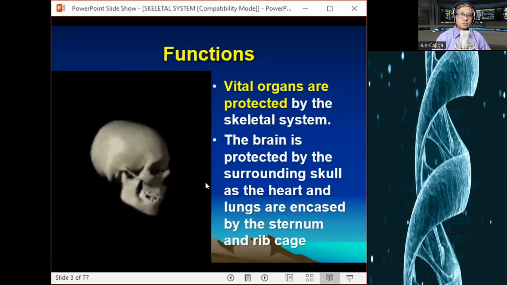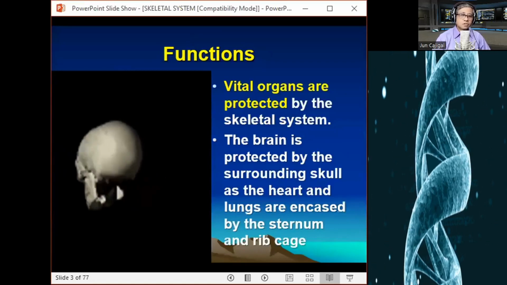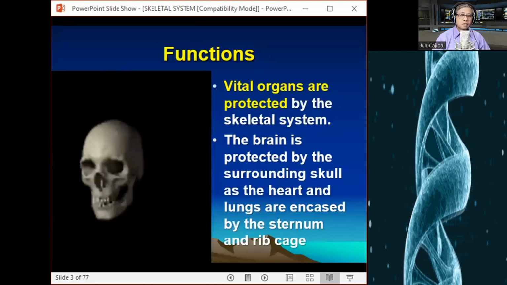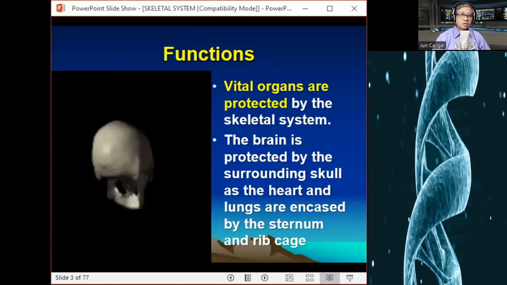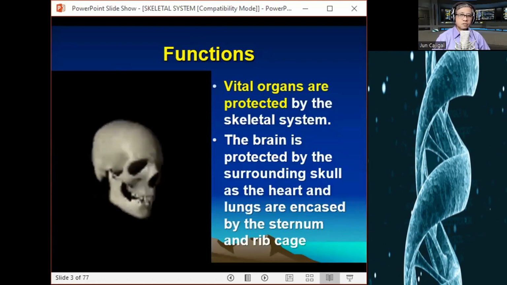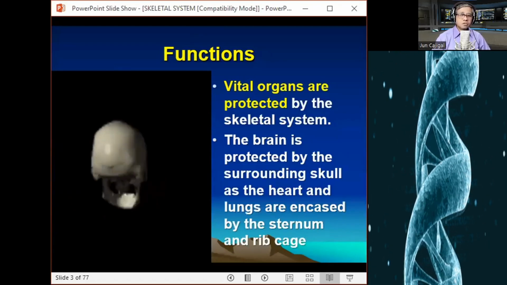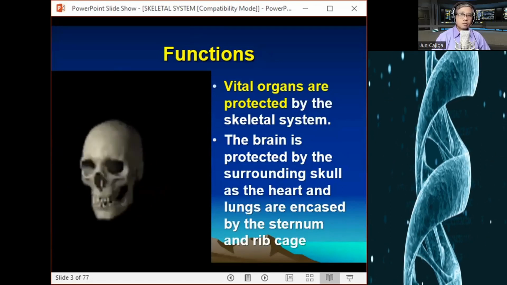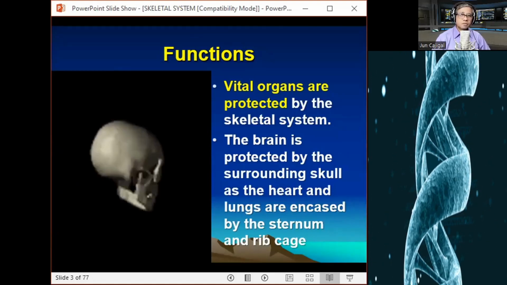Also, our skeletal system protects vital organs. Vital organs are protected by the skeletal system, such as the brain. The brain is protected by the surrounding skull. The heart and lungs are enclosed by the sternum and the rib cage. And our spinal cord is protected by the vertebral column. So, vital organs are protected by the skeletal system.